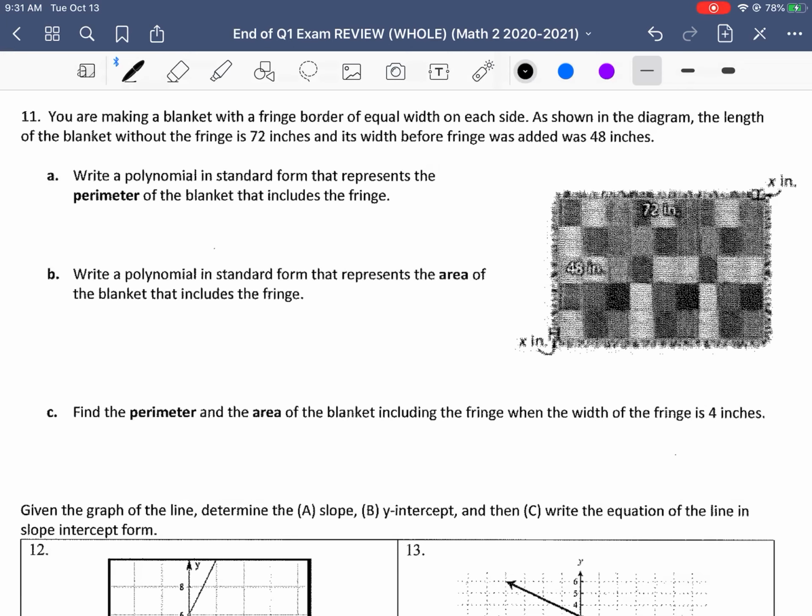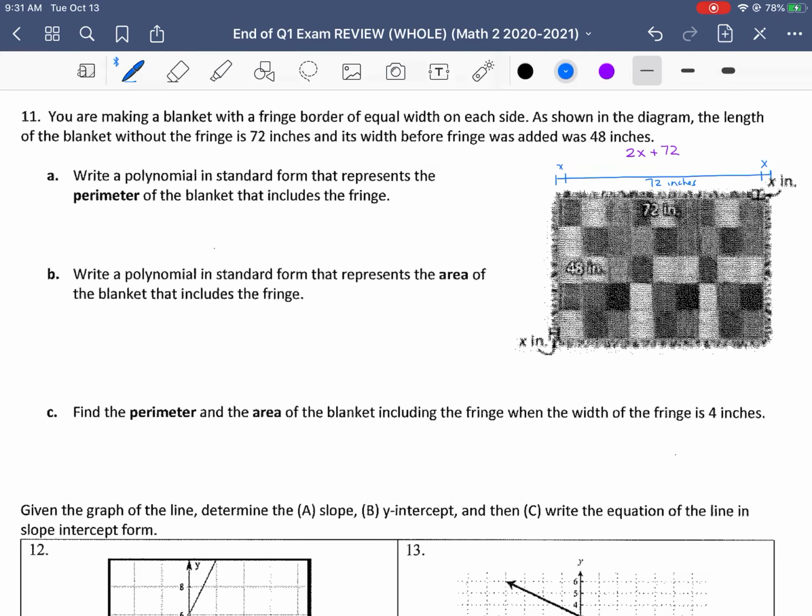So let's think about what a polynomial would look like if we add in that fringe. So I'm going to draw my length here just so I can tell what it looks like. And I've got fringe on this left side of length x, and I've got fringe on the right side of length x, and then in between I have 72 inches of blanket. So in essence, I have x, right, plus 72 plus x. So in total, if I'm looking at this side, I really have x plus x is 2x plus the 72 inches.